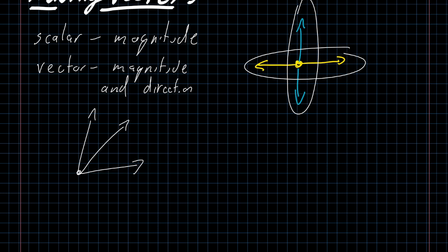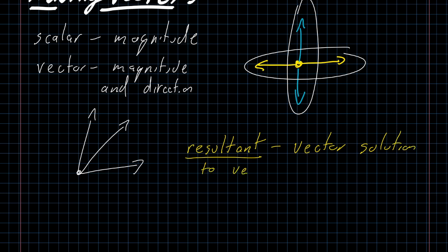First of all, a little bit of vocabulary here. The resultant is the vector solution to vector addition or subtraction. I'm going to not get as far as having three vectors all at once. Having just two vectors, I think, is going to be complicated enough.